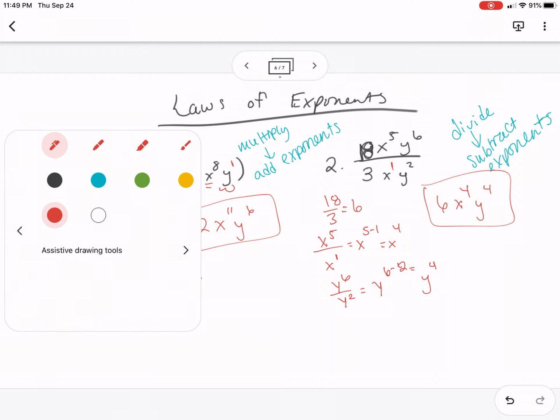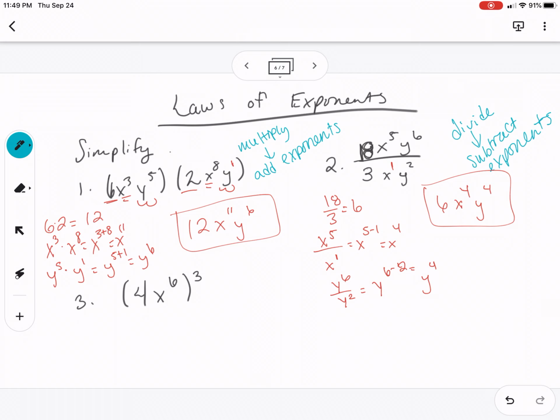The last problem here is going to go over power of a power. When you have power of a power, you multiply your exponents.